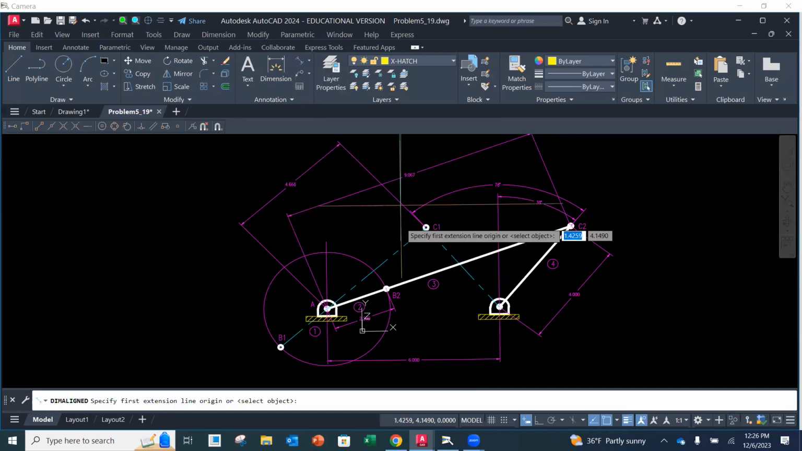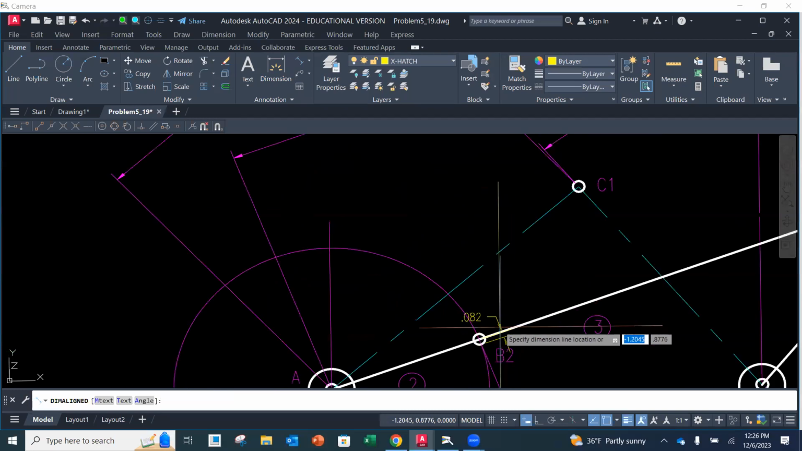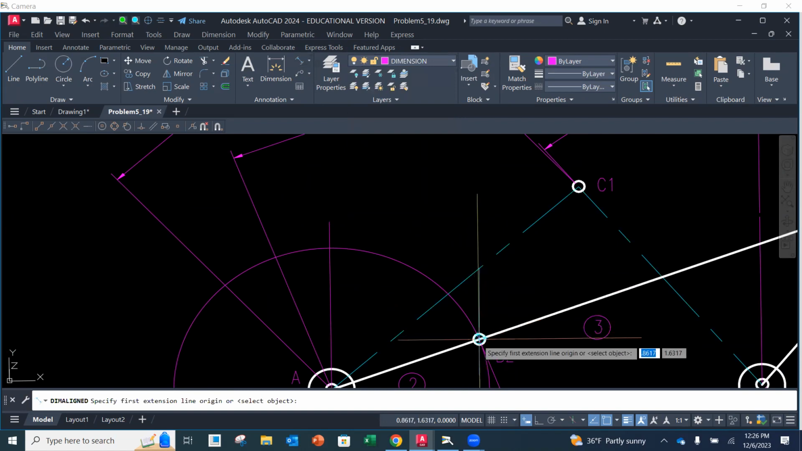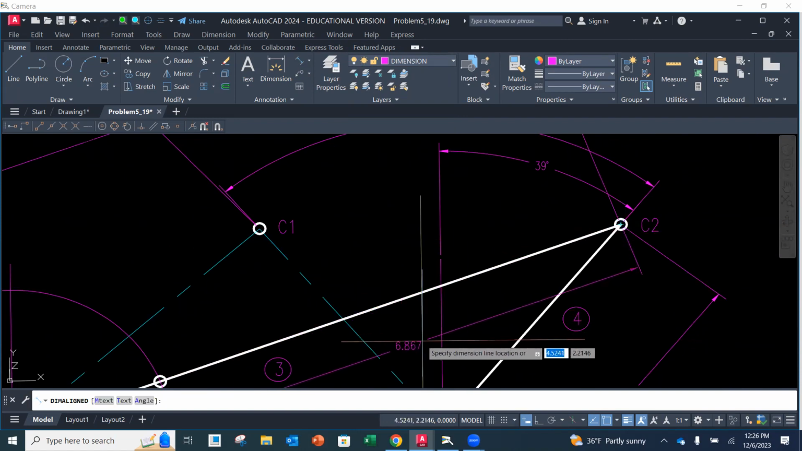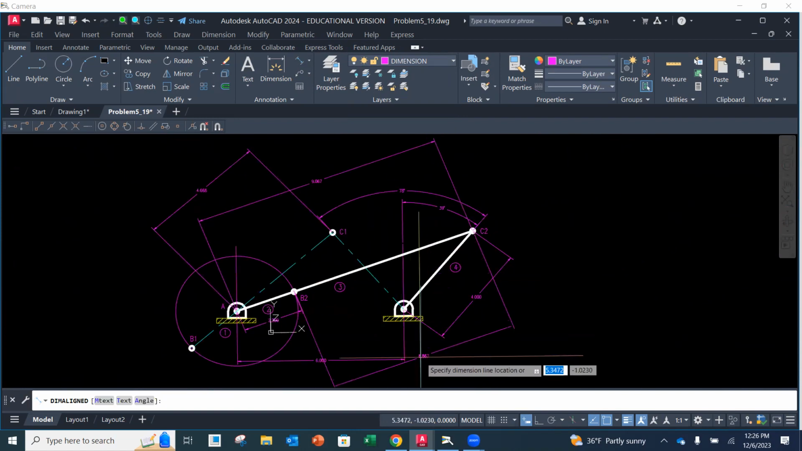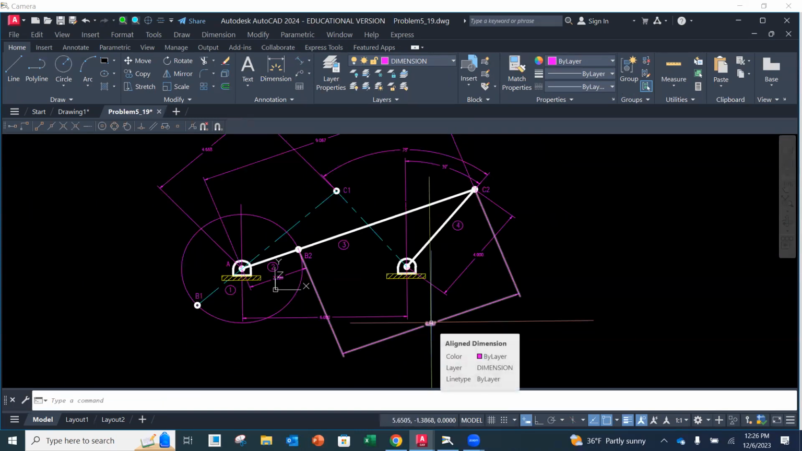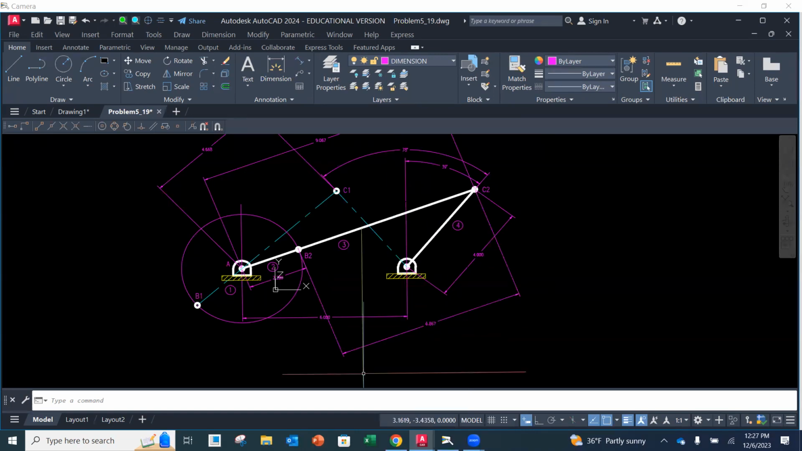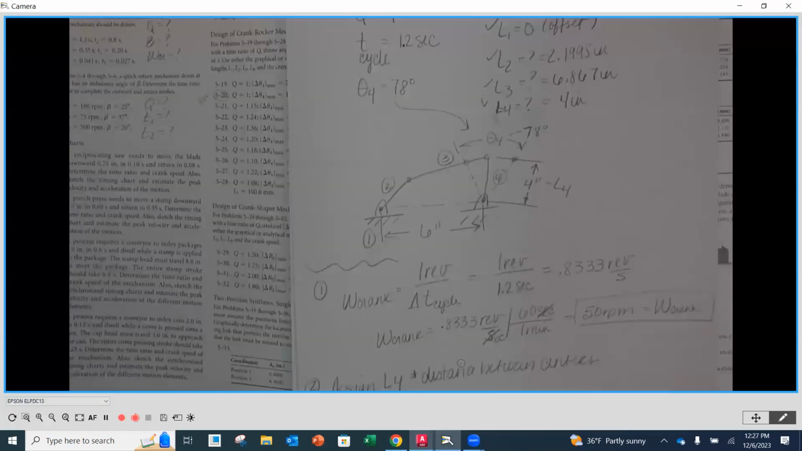So if I do an aligned dimension from this center, oh, grabbed the wrong one. It's on my dimension layer to the official. I'm going to go from that center to this center. And it looks like my length is 6.867. So I'm going to put that up here. And then my link number 4 is 4 inches. There we go. I go back underneath here.